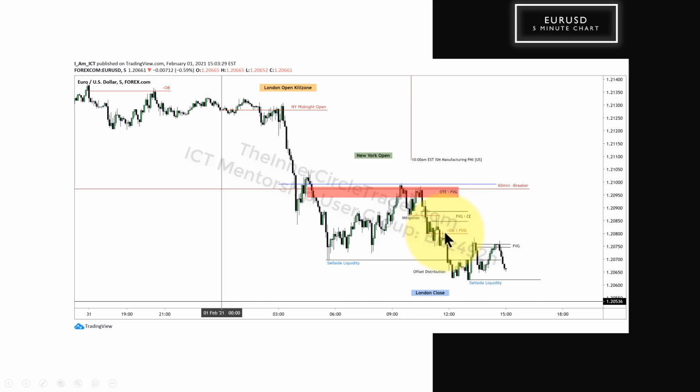So we have an order block with the bearish fair value gap, and that fair value gap is here to here. So it fills in that, and then it runs to what? The sell side liquidity, which is offset distribution. Offset distribution is where if you're short, you're going to be buying from willing sellers at a lower price.